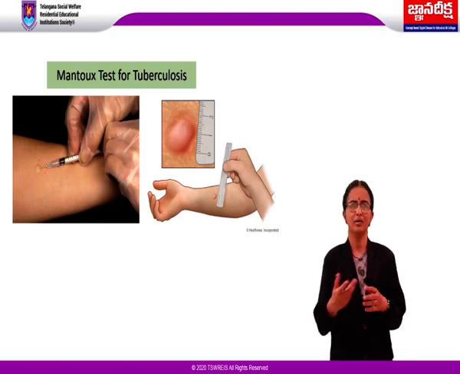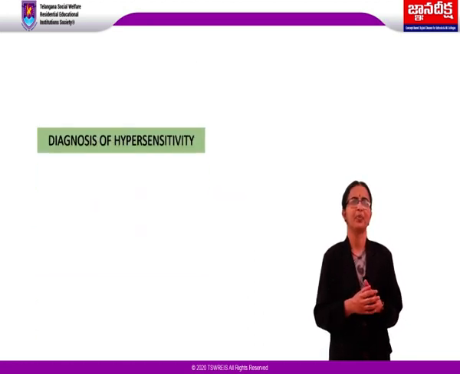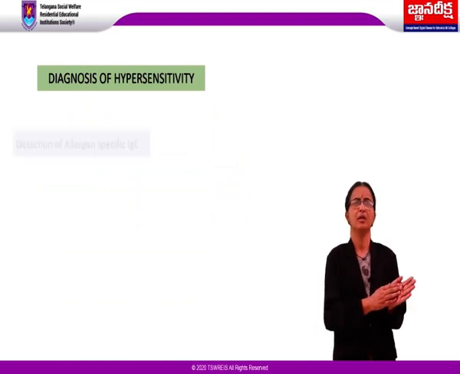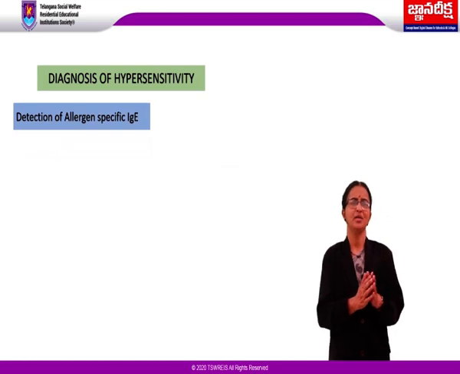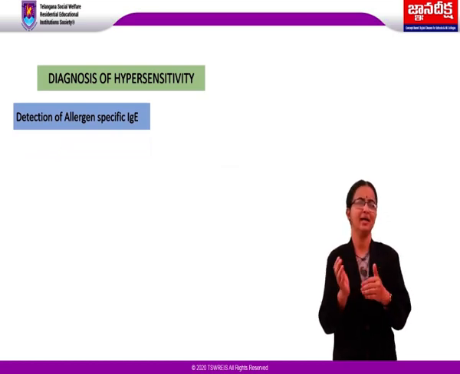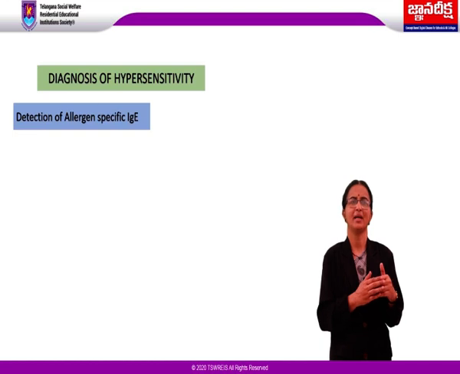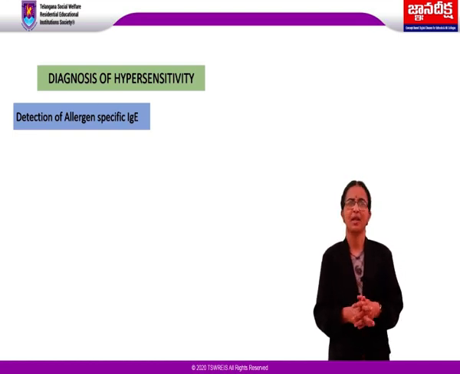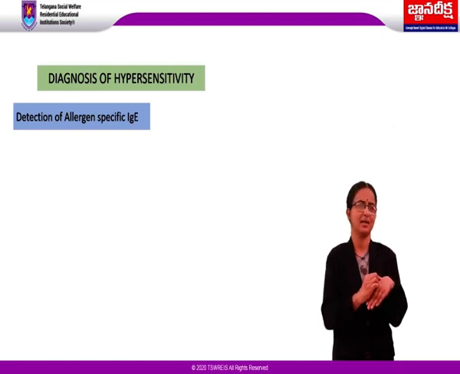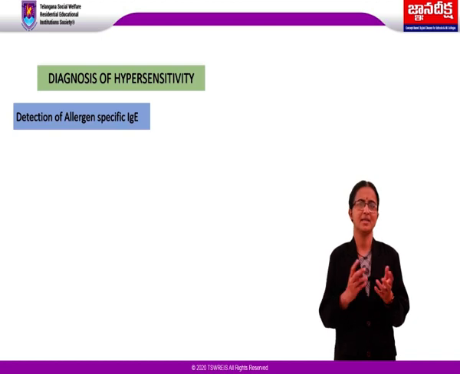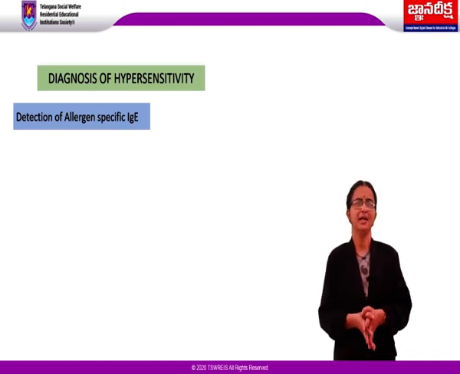Now, let us see how to diagnose the hypersensitivity. So, detection of allergen specific IgE will be done. Accurate diagnosis of allergic disease and the relevant allergens helps to determine appropriate treatment options. Allergen specific IgE can be detected by skin prick testing and by blood specific IgE testing, that is serum allergen specific IgE testing. This is different from total IgE testing.